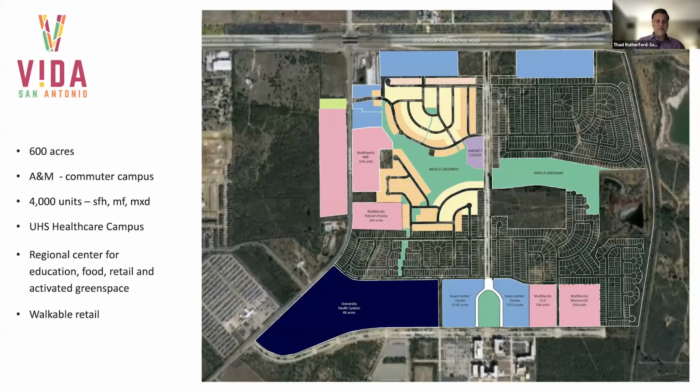So Vita is 600 acres. Like I said, it's adjacent to another 600 acres of Texas A&M San Antonio. At full build out, it'll be roughly 4,000 residential units of a variety of mixes: single family detached, attached, multifamily, more traditional garden, and some higher density mixed use residential. We also have a 65 acre University Health System site, which is Bexar County's health system provider. They're going to have a healthcare campus with a brand new 200-bed hospital down there in the bottom left of the master plan, or the rendered plan.